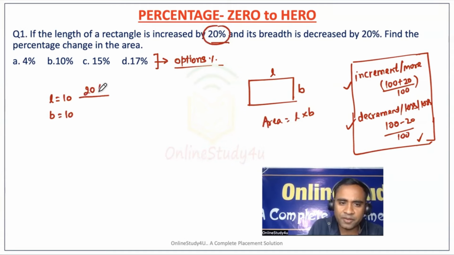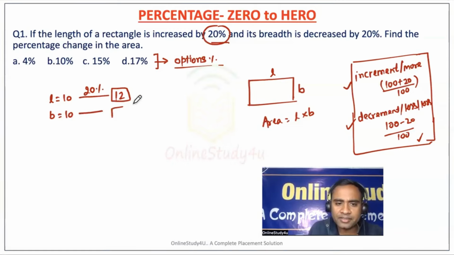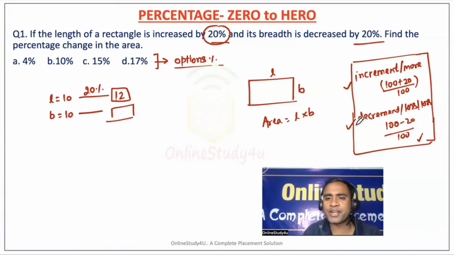Now, the length is increased by 20%. So 20% of 10 is 2. That means the length will increase to 12. From 10, 20% is 2, so the length will become 12. And then the breadth is decreased by 20%. So 20% of 10 is again 2. So 10 minus 2 will be 8.